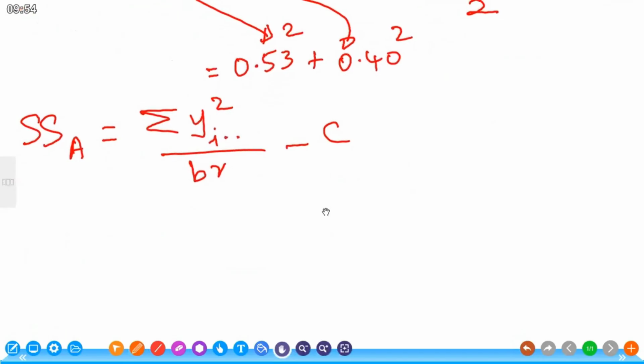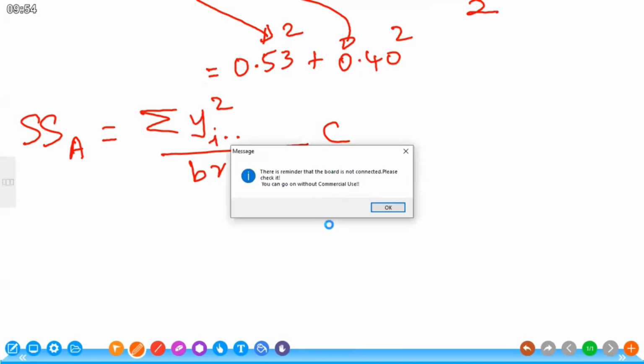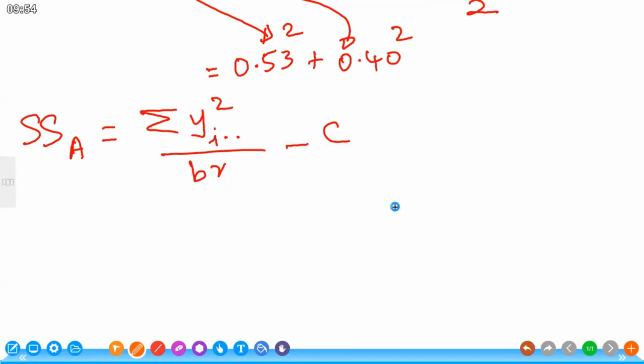Right? Everybody got it? Rizvia, got it? So y square, over the individual value, you add it all up and square it. y dot dot dot square. And the total is the grand total. You add all the values and square it.